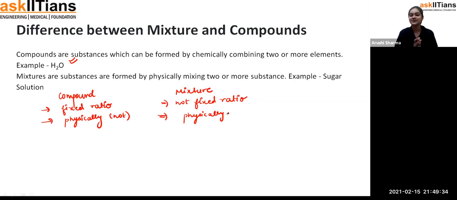But for the compound, students, you can't separate them out physically. So that's the main difference between the mixture and compounds. Compounds are the substances which are formed with the help of elements, that is, two or more elements combined together chemically, and they are present in a fixed ratio and we can't separate them out physically. But if we talk about mixtures, mixtures are those substances which are physically mixed together, and you can separate them out physically as well, and they don't have any fixed ratio. Fine. So that's the basic difference between mixture and compounds.